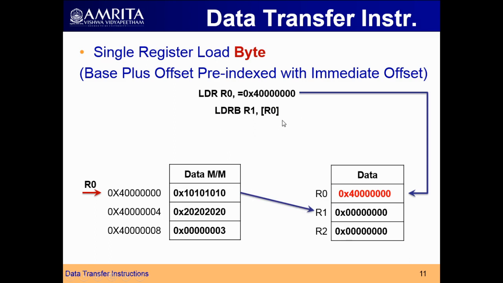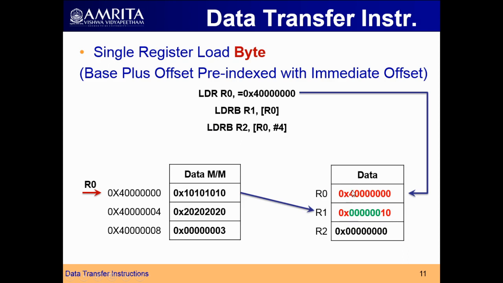The operation is the same as LDR, but since B is there, only the LSB byte, only 1 byte or 8 bits, will be loaded onto R1. The remaining 3 bytes, that is 24 bits, will be zeros. Any doubt? Since you are using LDRB, only the LSB 8 bits will be loaded onto R1, and the remaining 24 bits will be zeros.